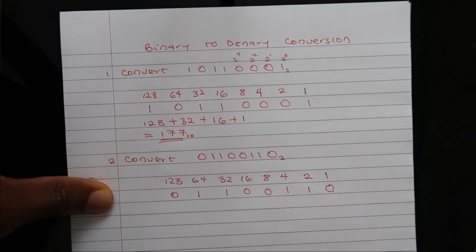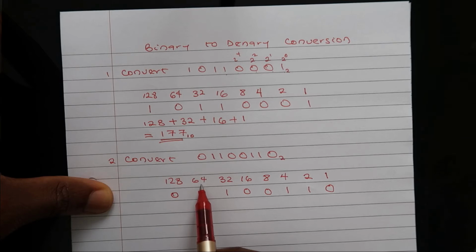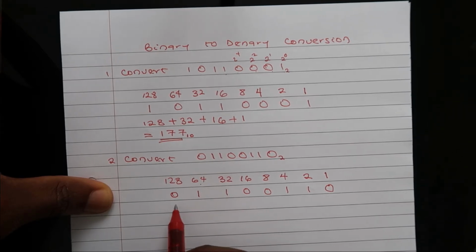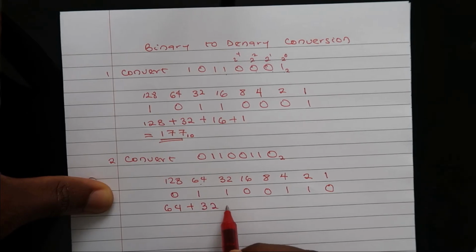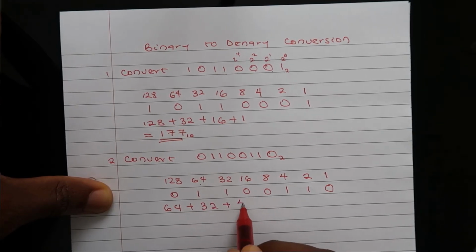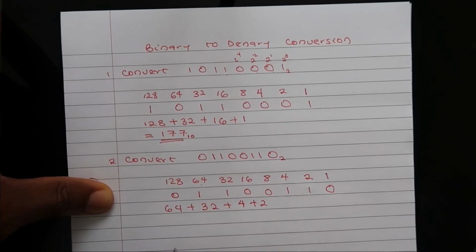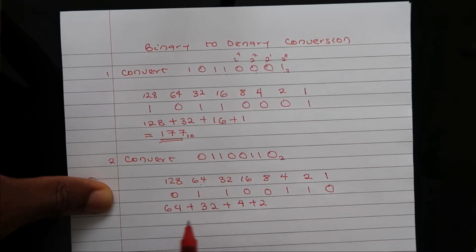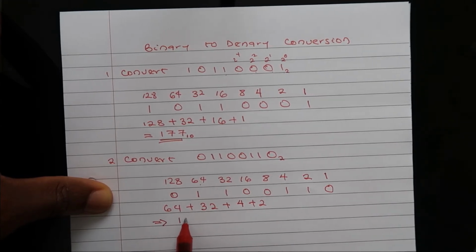Okay. Now, what we then go on to do is to add all the values up that have a 1 underneath them. So you see here I have 64 plus 32 plus 4 plus 2. And if I add all of these numbers together, I should have 102 to base 10.